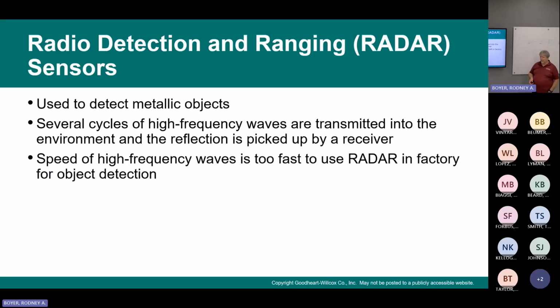Radio detection and ranging, or radar, is used to detect metallic objects, most often metallic. Several cycles of high frequency waves are transmitted into the environment, and the reflection is then picked up by a receiver. The speed of high frequency waves is too fast to use radar in a factory for object detection.